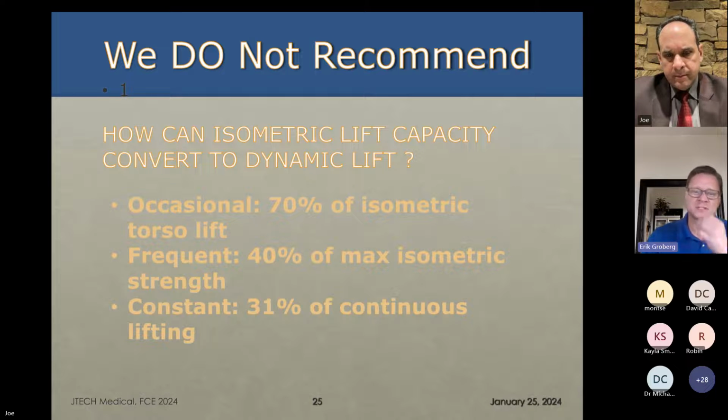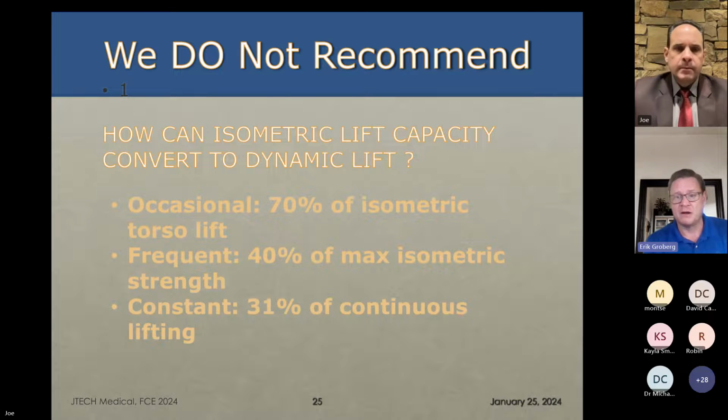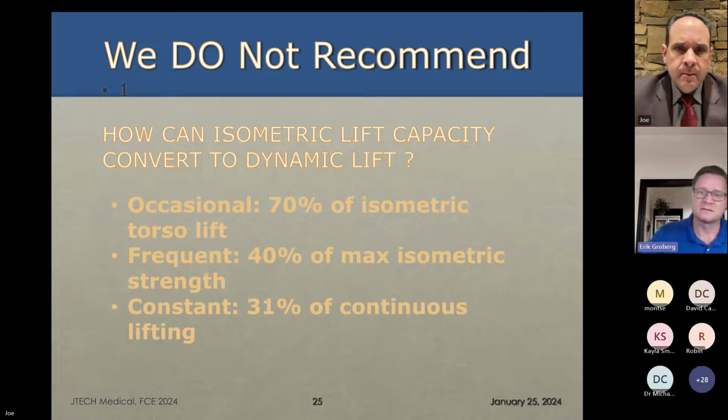So the predictor will just give you more of an approximation. And again, it should line up with the results of the material handling. There shouldn't be a huge disconnect. There are formulas that our software will extrapolate and then give you, if they did 100 pounds on that NIOSH lift, this is generally about what they should be able to do dynamically on an occasional, frequent, constant basis.